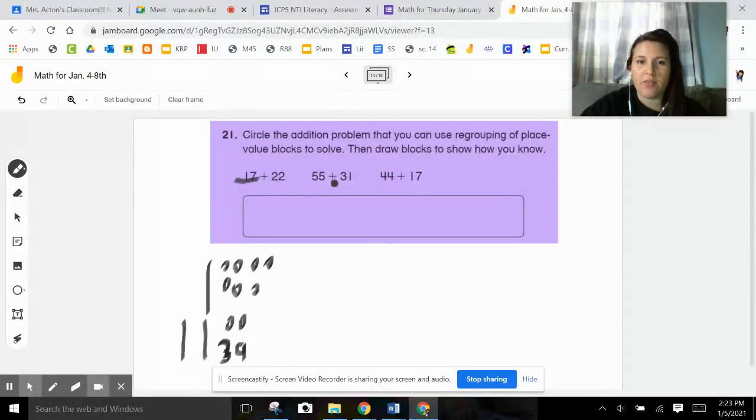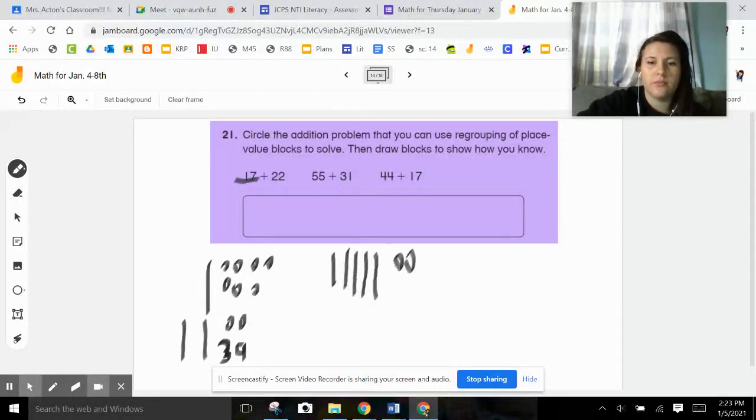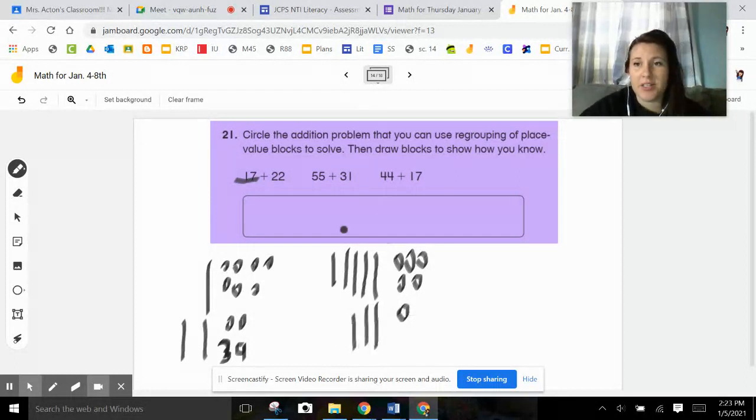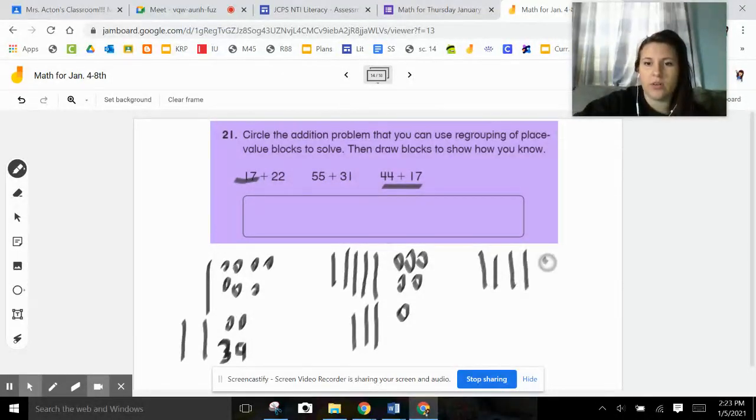So now let's try 55 plus 31. So let's make 55, and then 31. And I can already tell you right now that I don't have enough ones to make a 10 stick. 1, 2, 3, 4, 5, 6. I only have 6, and you need 10 to make a 10 stick. So hopefully this is our one. Let's check it. 1, 2, 3, 4, and then 4 ones for the number 44.